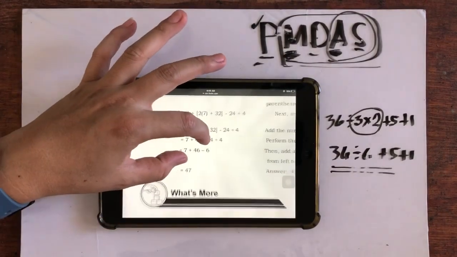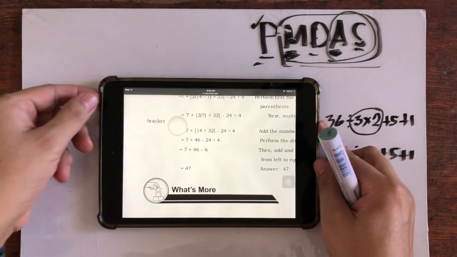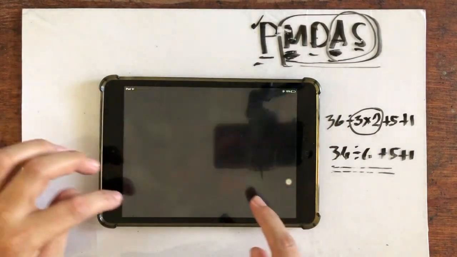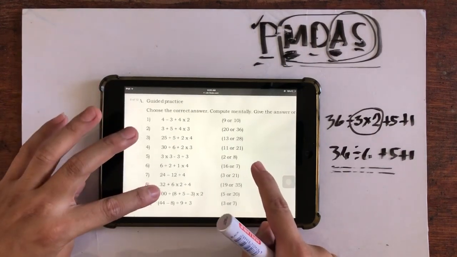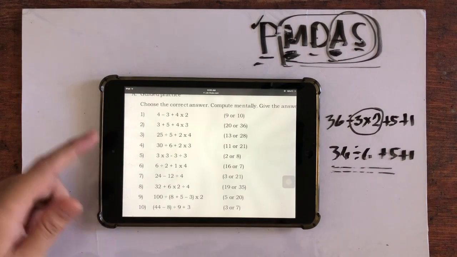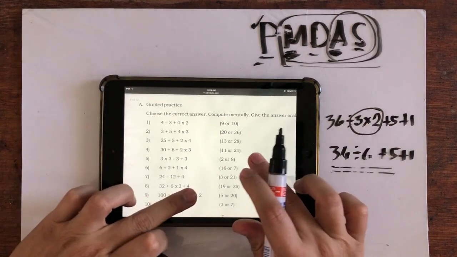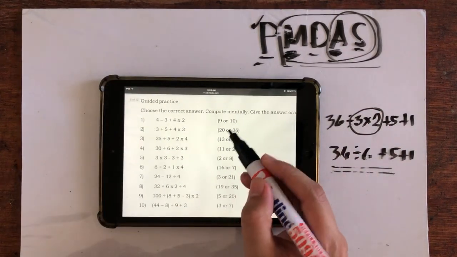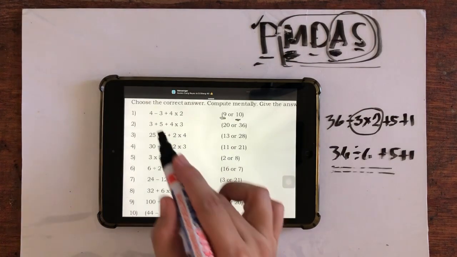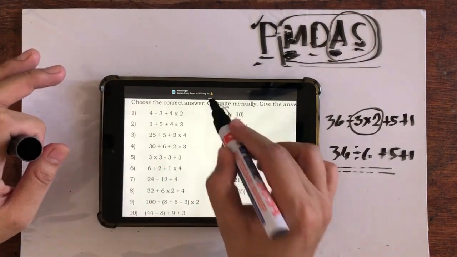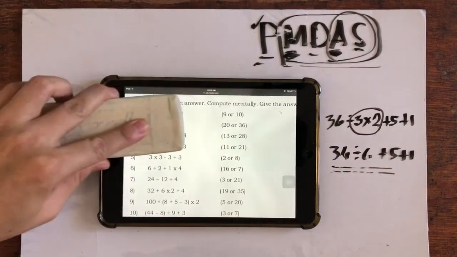So, yan yung pagkuha ng sagot using the PMDAS or the GMDAS. Okay? So, meron tayo mga examples pa dyan. Kaya dito, in this example, compute mentally daw. So, syempre, PMDAS pa rin yan. Okay? So, there are two choices here. Ang pagpipilian natin sa number 1 daw ay 9 or 10. So, what do you think would be the answer kapag pinerform natin to? Siya ba ay 9? Siya ba yung 10? So, that follows doon sa the rest of the numbers.